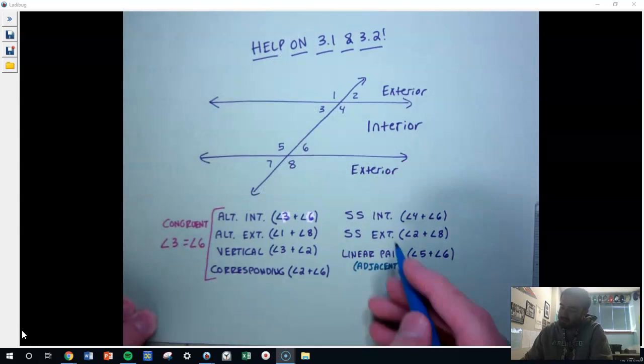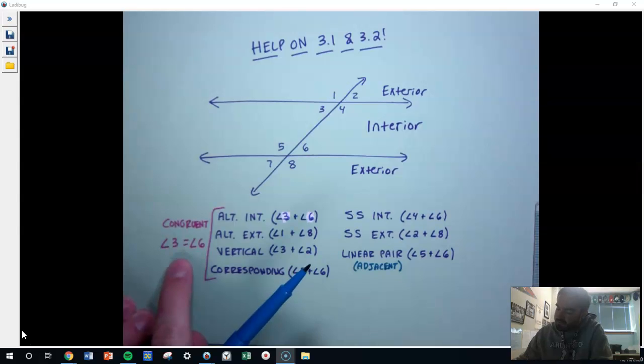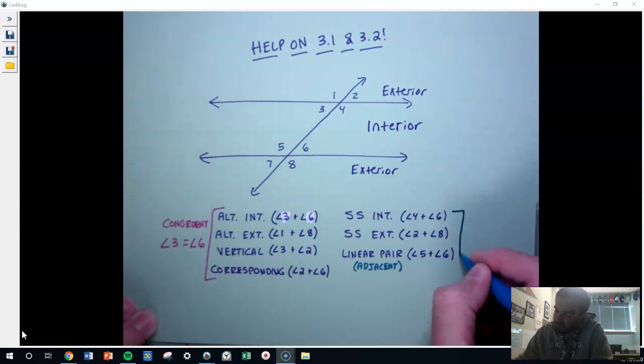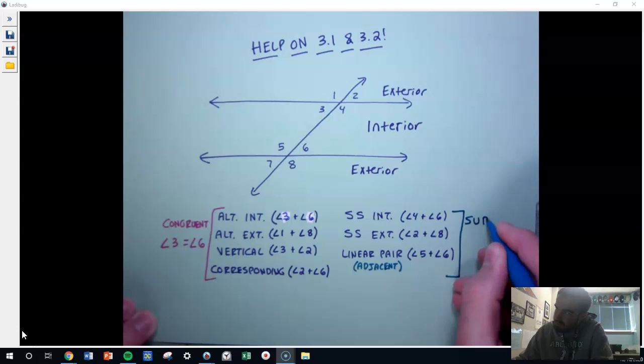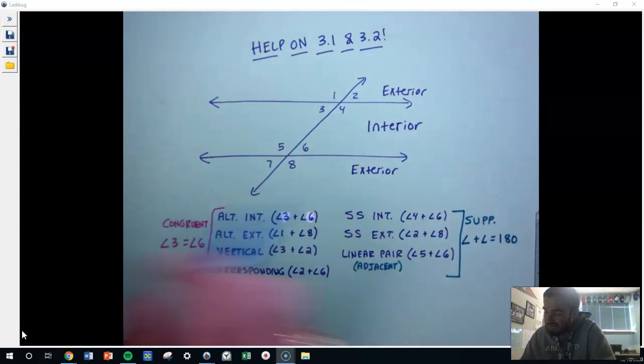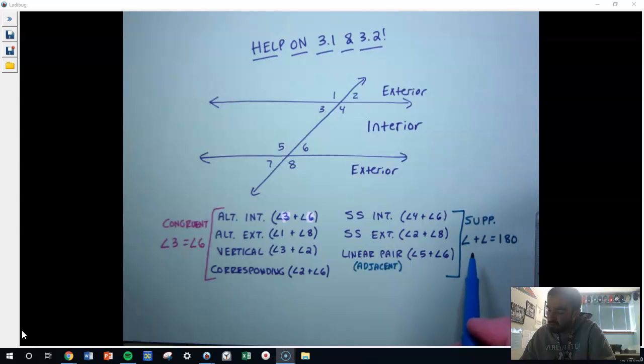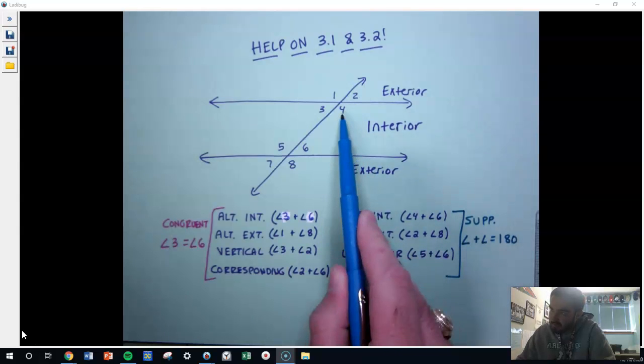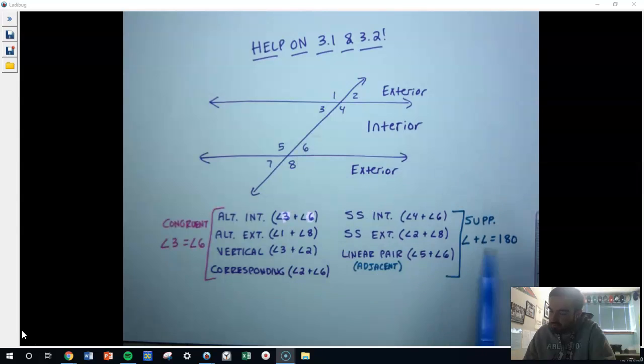So with these 3, you can't set them equal to each other. These are actually going to add up to 180 degrees because these are what we call supplementary. So angle plus angle equals 180. If you remember part plus part equals a whole, it's kind of like that same idea. You would take whatever it is, add it to the other one, and set it equal to 180 and then solve. Okay?